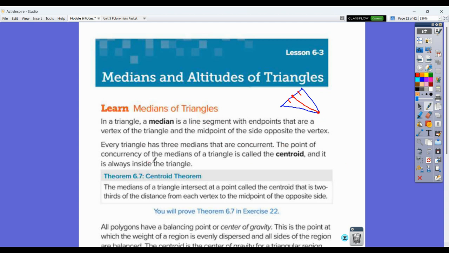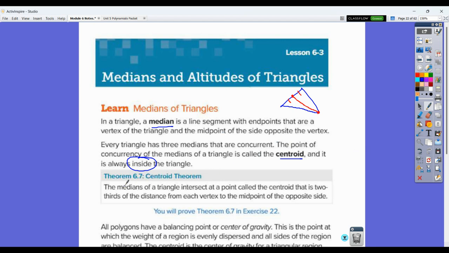They are concurrent. The point of concurrency of those is called the centroid. So where all of those medians intersect is actually called the centroid of those. So making those connections there. The other thing it says here is it is always inside the triangle. This is something that will come up in our homework, so we're going to be talking about that. But the centroid is always inside the triangle.